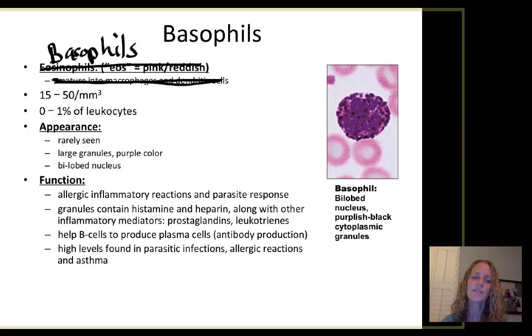Similar to eosinophils, they're commonly seen in parasitic infections and allergic reactions. Their granules also contain histamine. In addition, you'll see heparin along with other inflammatory mediators like prostaglandins and leukotrienes. They can help B cells to produce plasma cells, and they have high levels found in parasitic infections, allergic reactions, and asthma. So again, when you see the number of basophils increase, you want to think about the potential for parasitic infections, allergic reactions, and asthma.